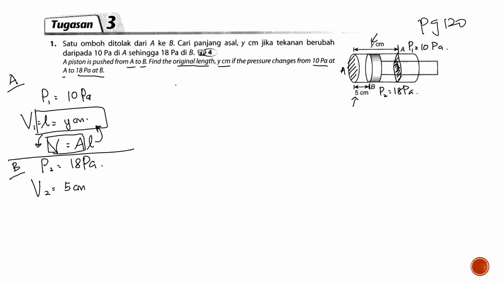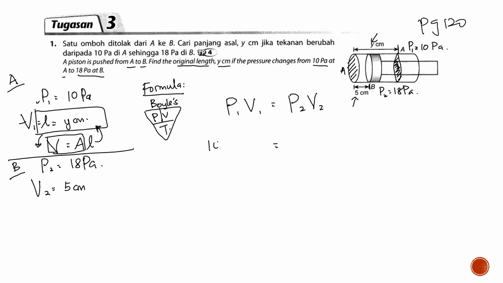Next, what should we do? Formula. If we want to know the relationship between P and V, draw out the triangle PV over T. We got P, we got V, means we have Boyle's law. We are applying Boyle's law. So let's write P1 V1 equals to P2 V2. So P1 equals to 10 kilopascal times Y equals to P2, which is 18 Pascal times 5.